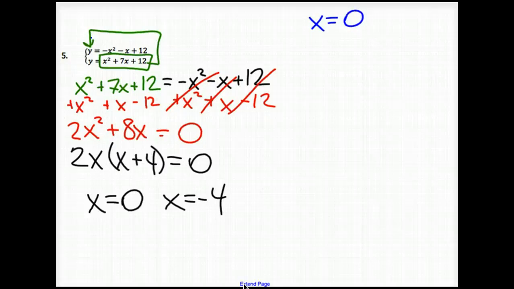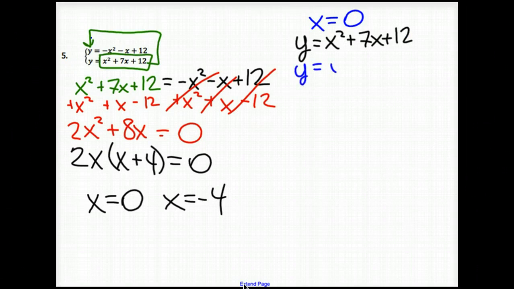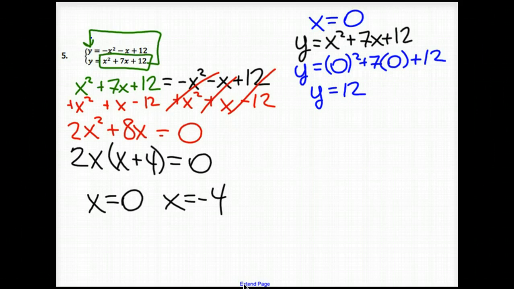This time, both of my equations to begin with were quadratic, so I'm going to go ahead and take the second one down there. Again, it really doesn't matter which of the 2 you pick to plug back in to find y. So I'm going to plug x equals 0 into this bottom equation of y equals x squared plus 7x plus 12. 0 is not too bad to plug in. So you get 0 squared plus 7 times 0 plus 12, which just means y is equal to 12. Okay, so we have the ordered pair 0, 12 as one of our solutions.